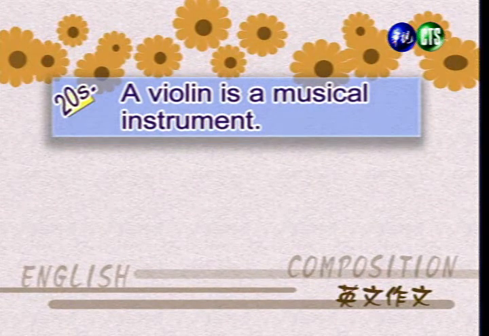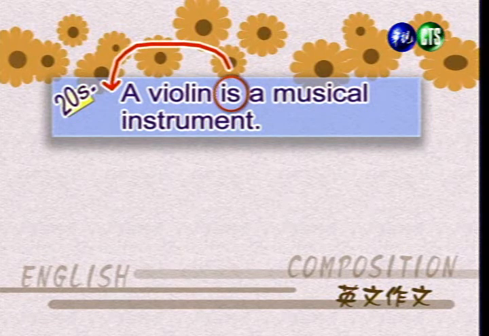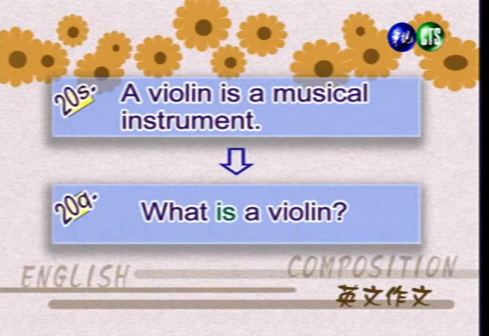A violin is a musical instrument. And so we move our word is, the be verb is, to the front of the sentence, and then we add a WH word, what? And we end up with: What is a violin?